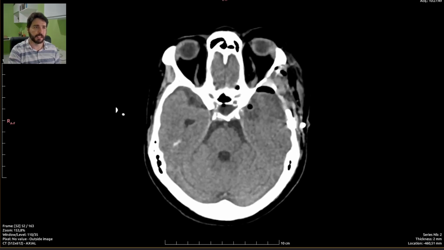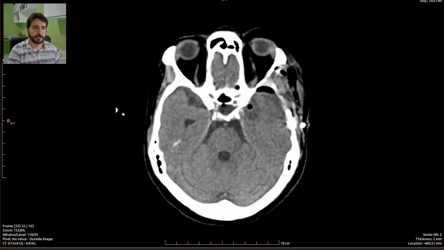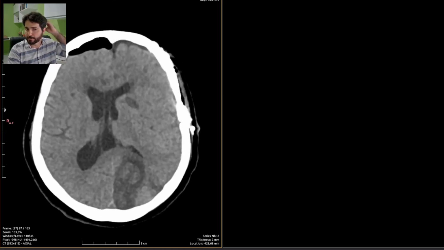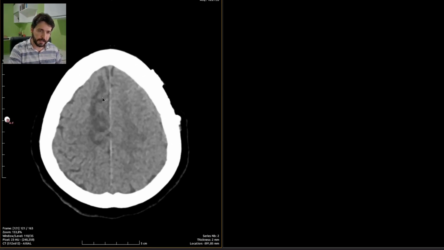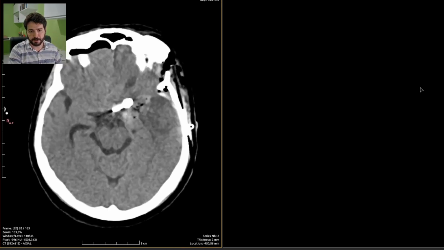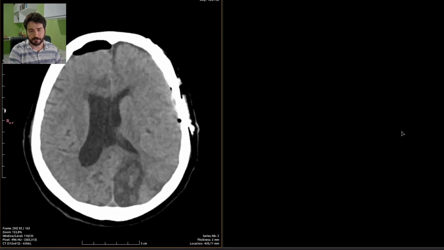So this is a major case. I believe this much bleeding, intraparenchymatous bleeding, isn't supposed to happen. Also, this kind of ischemic changes aren't supposed to happen. This is a very bad prognosis for the patient.